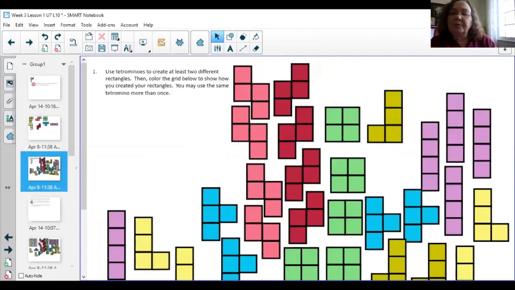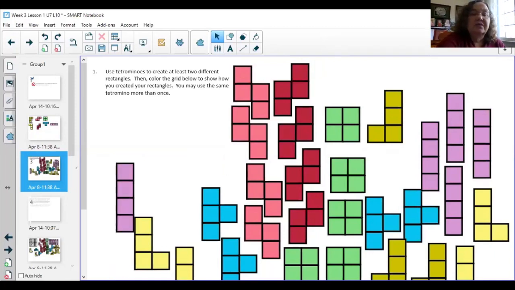So on your practice set, the first question says, use the tetrominoes to create at least 2 different rectangles. Then color the grid below or on your grid paper to show how you created your rectangles. And you can use the same tetromino more than once. Well, what would be the smallest rectangular figure that we could make?